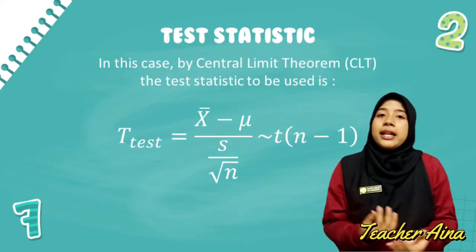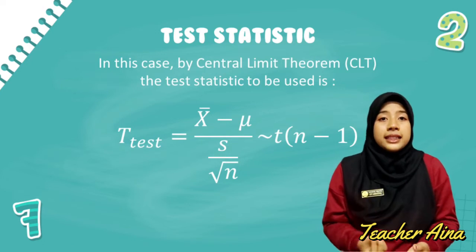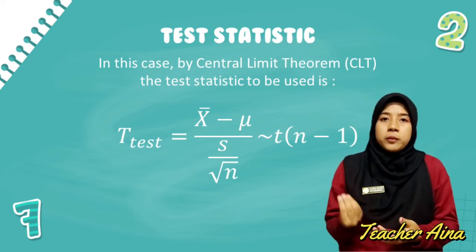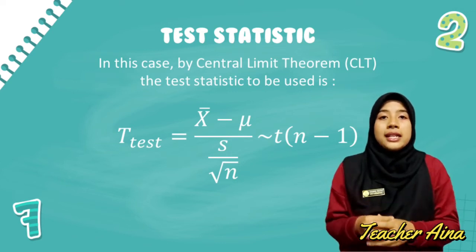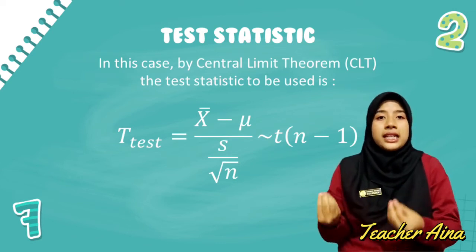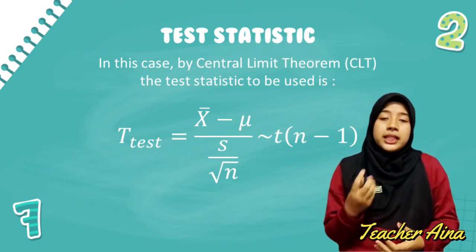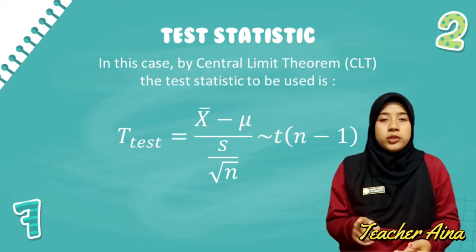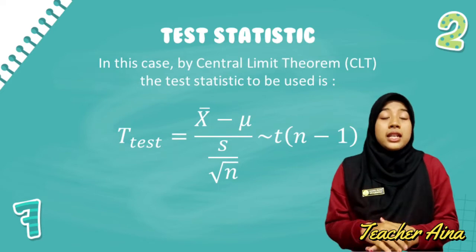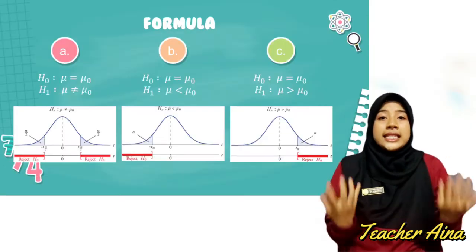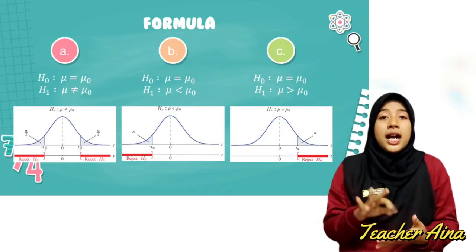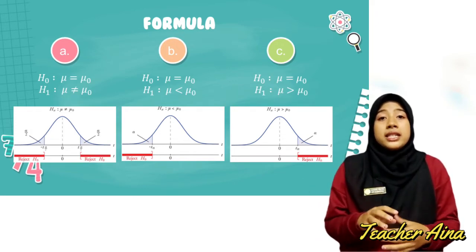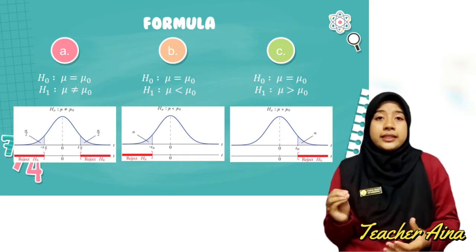In this case, by the central limit theorem (CLT), the test statistic to be used is the t-test, whose formula is the sample mean minus the mean, over the sample standard deviation divided by the square root of n. It also follows a t-distribution with n minus 1 degrees of freedom. As you can see, all these three formulas are the same as in the other case, but the difference is that they use the t-test statistic.